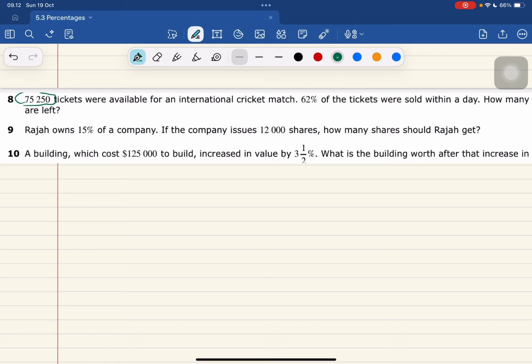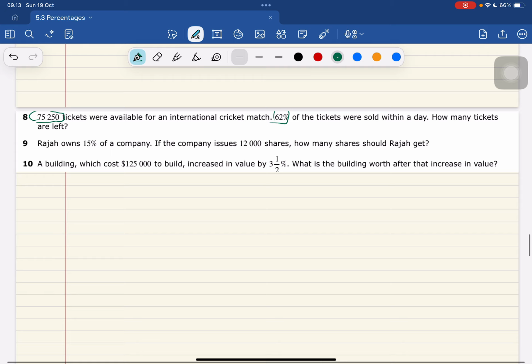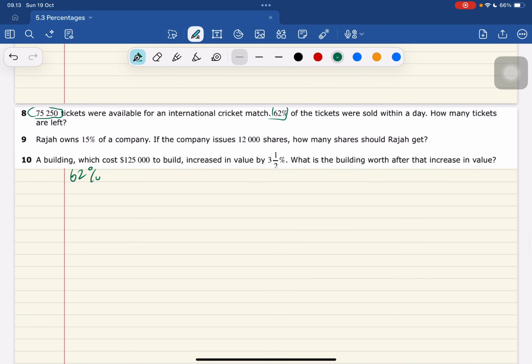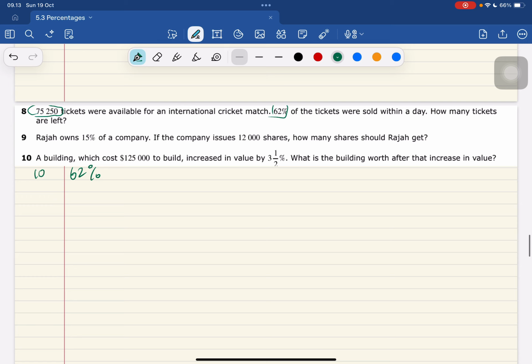75,250 tickets were available for an international cricket match. 62% of the tickets were sold within a day. How many tickets are left? If 62% sold, we can make it 100% minus 62. So 100 minus 62 is going to be 38% left.